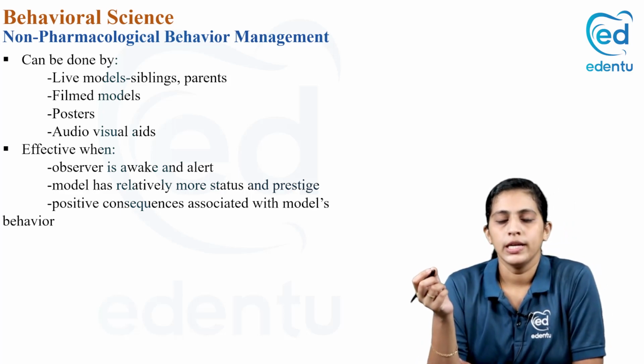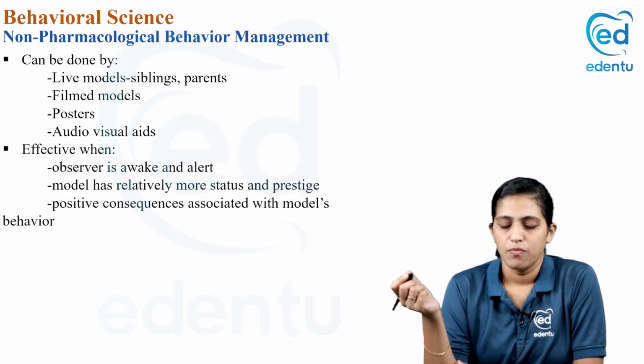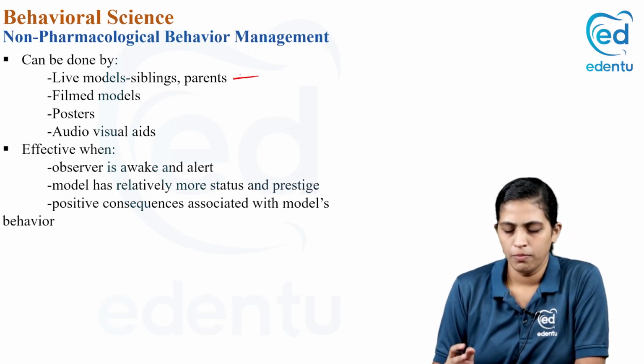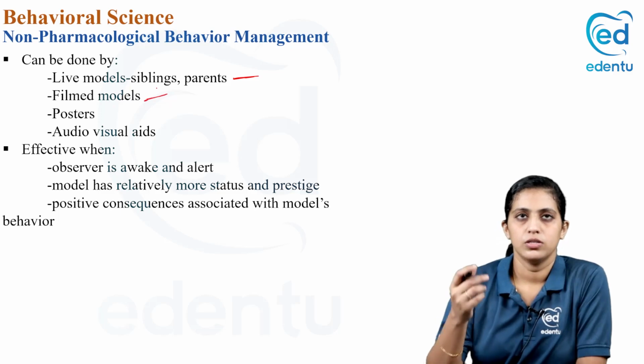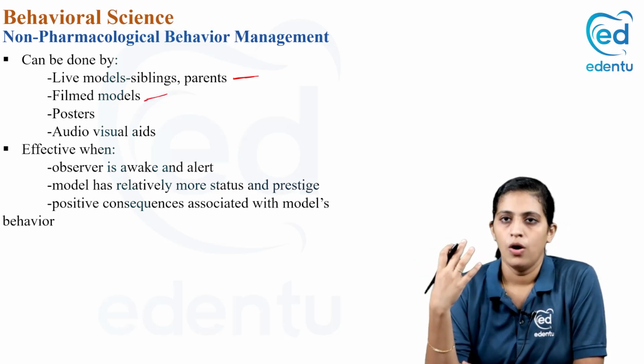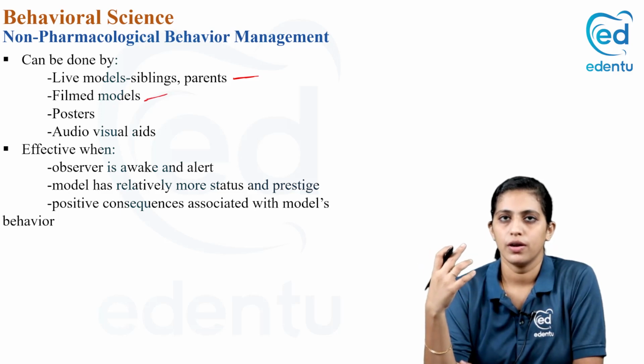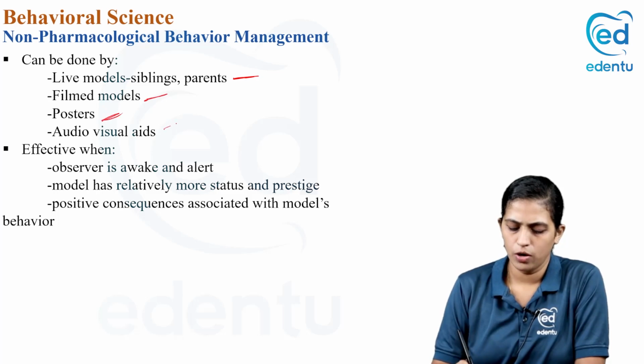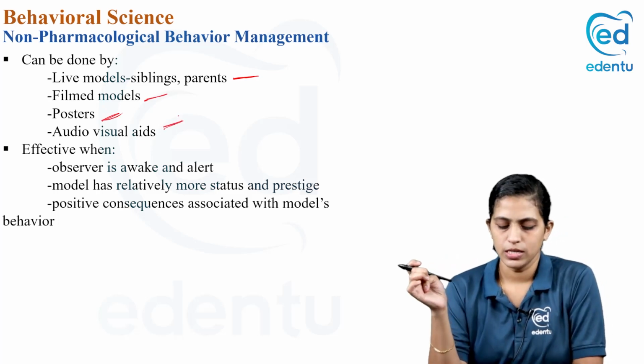So modeling can be done by live models. As we mentioned, siblings and parents are live models. Also filmed models, like we can show cartoons to them, or animated videos of children or different animals undergoing dental treatment. Then posters and other audiovisual aids can be used as models.